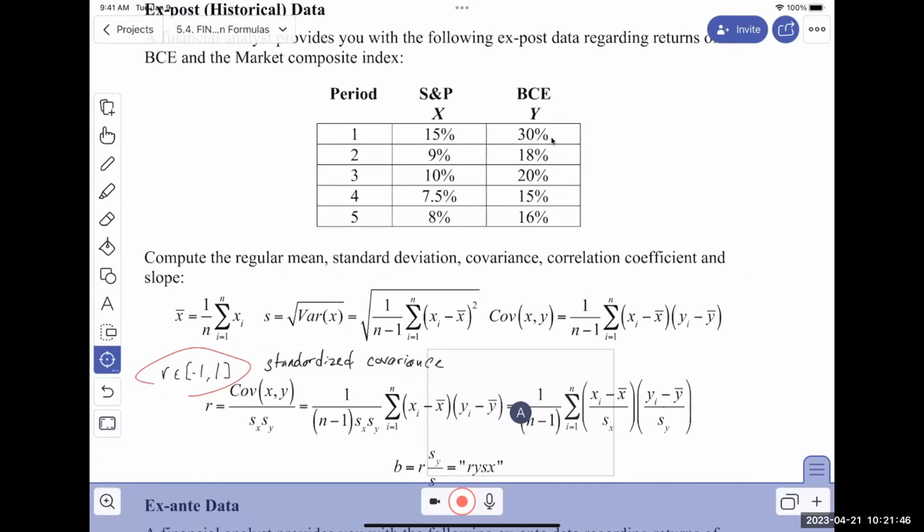So we take the covariance. Let's look at the formula for covariance here. How do I get this out of my calculator? Perfect. So get it for me. Do it.